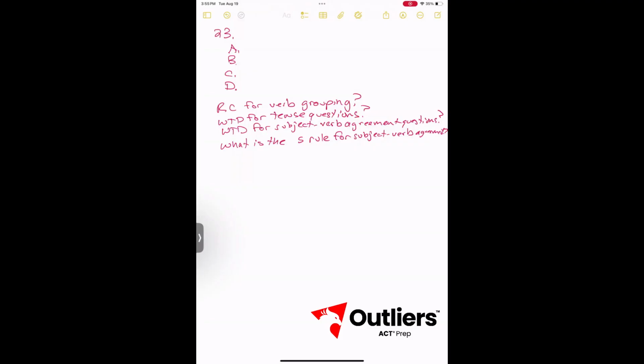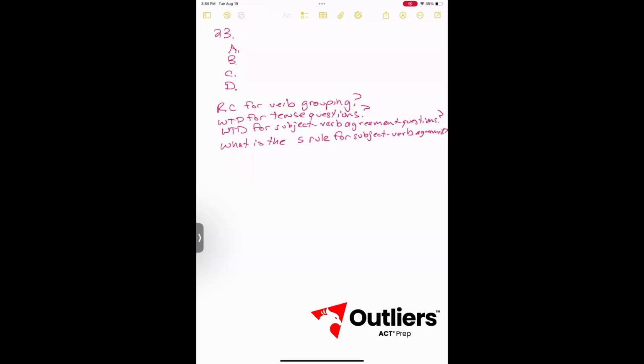So what is the RC for the verb grouping? RC for the verb grouping is that something about the verb changes from answer to answer. In this scenario, we have a verb grouping because the tense changes from answer to answer, the plurality changes from answer to answer. So something about the verb is changing from answer to answer.